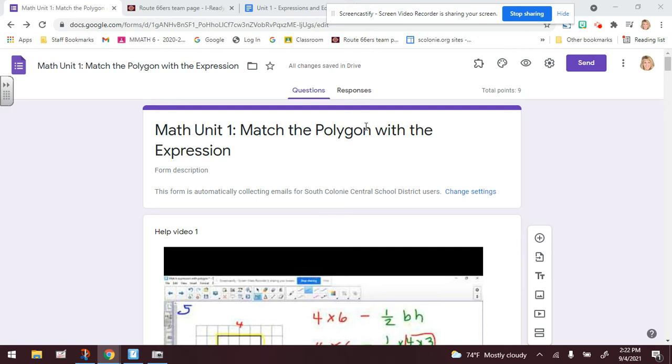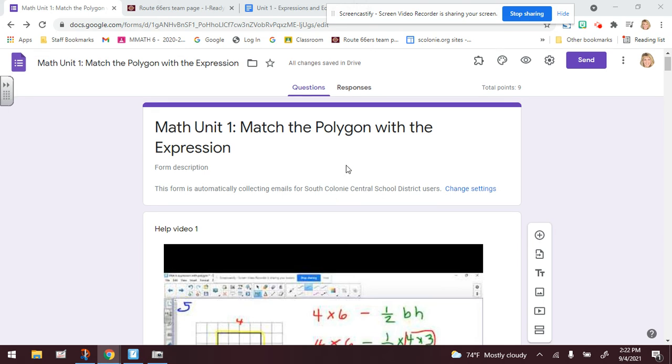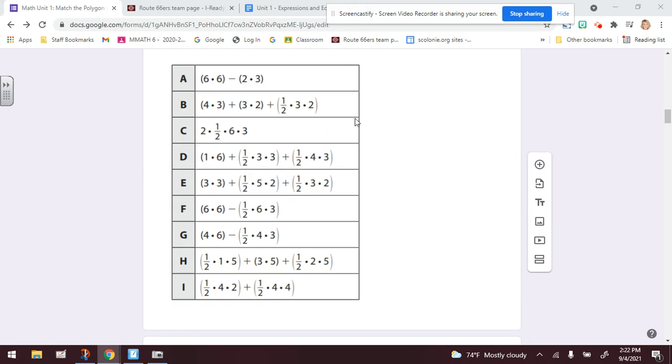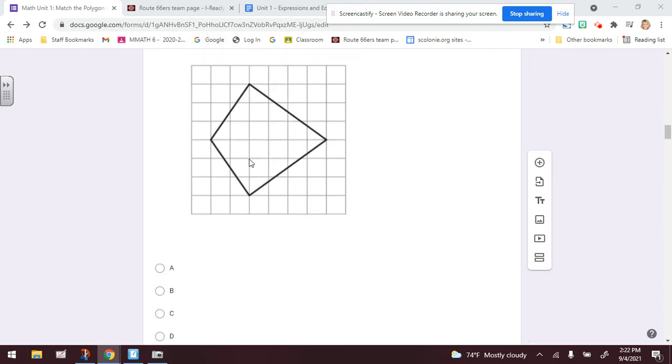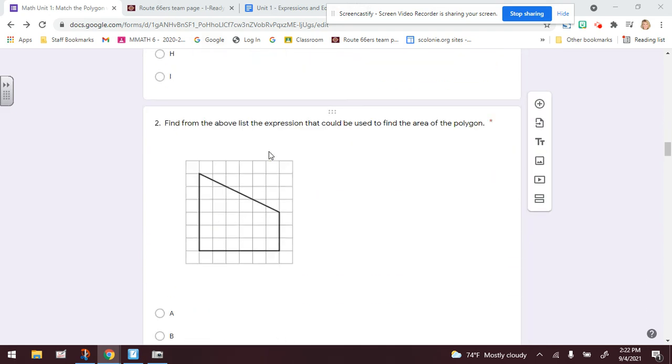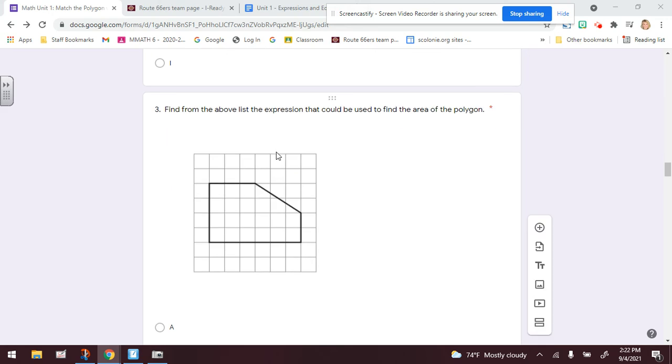We're looking at Math Unit 1, Match the Polygon with the Expression. I have added numerous videos just because this is so difficult, so please be sure to watch all of them. But the task basically is asking you to take a look at these expressions and match which expression could be used to find the area of the various polygons. So here's number 1, for example. Here's number 2. Here's number 3.